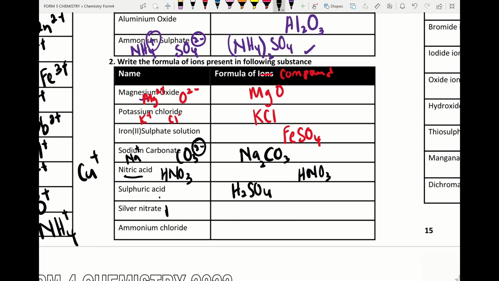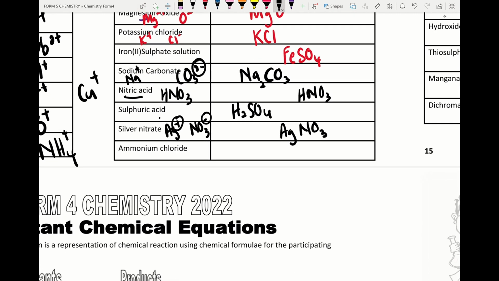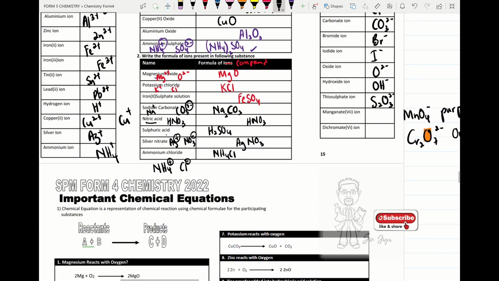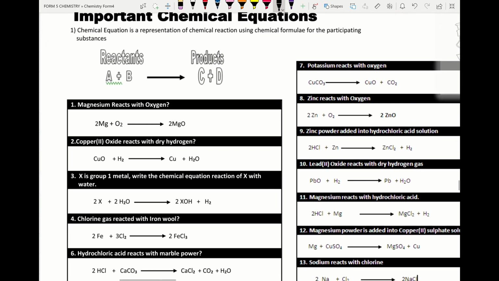Silver nitrate: Ag+, the nitrate ion NO3-. So I put here silver nitrate. When the charge value is the same, no need to add anything. Alright, so here ammonium chloride, ammonium ion NH4+, Cl-. So when the charge number is the same, we just do NH4Cl. So these are the formulas that students must remember. Please try to do more practice. Alright, so I move on to the next one.